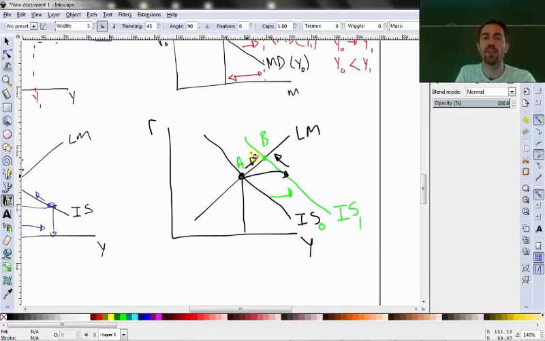Okay. We've increased government spending. What happens at our new equilibrium? Well, what happens to interest rates when government increases spending? What happens to interest rates?